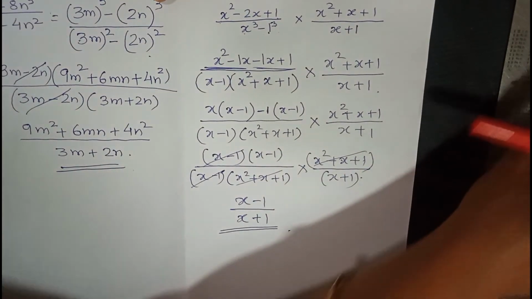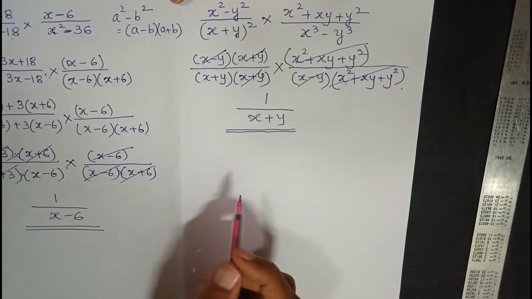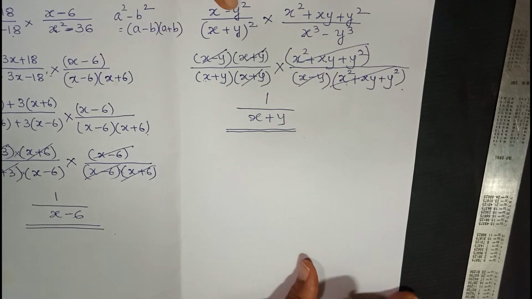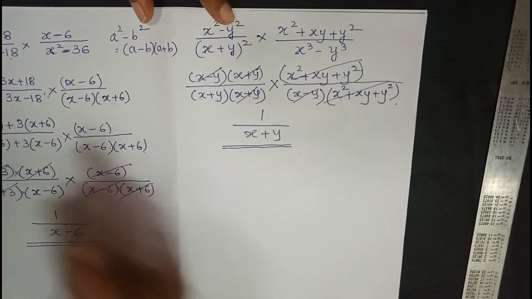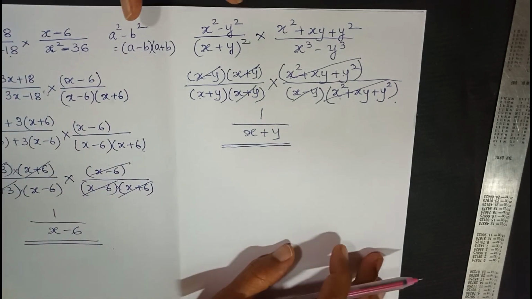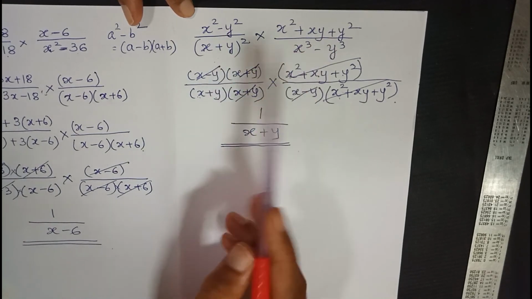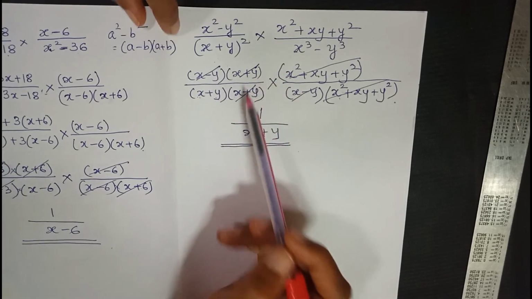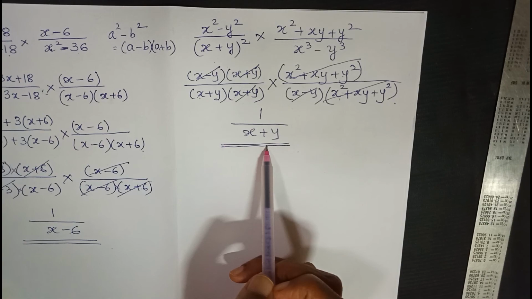So for this you should be very thorough with the formulas. A cube minus b cube, a square minus b square. You can see we have not used any other formula. We have used only these two formulas and splitting the middle number to make two brackets. So these are the only three formulas. If you have thoroughly understood these formulas, you will be able to convert every numerator and denominator into brackets and then just cancel whatever is same, and you will be left with the final answer. Thank you.